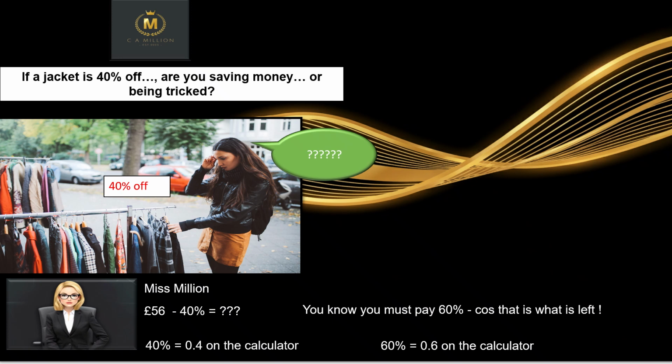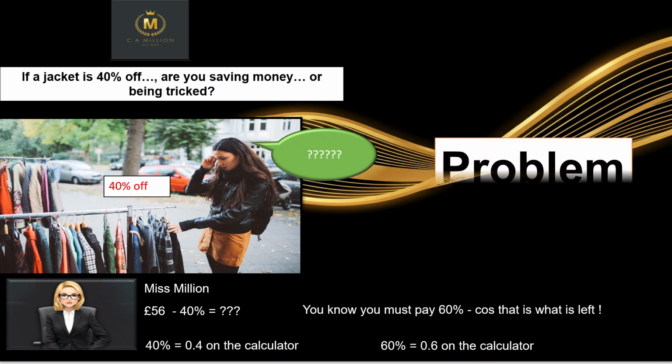Alrighty, so let's go back through the sums again. Our problem. We know that we can find the 40%. I've given you the way of doing that, but we can also find out what is actually left to pay. A lot easier, and that's actually what we all want. We want to know how much we're going to pay at the end.